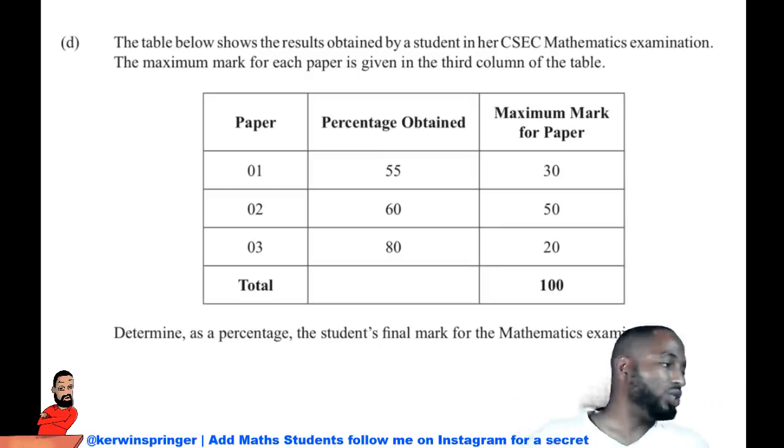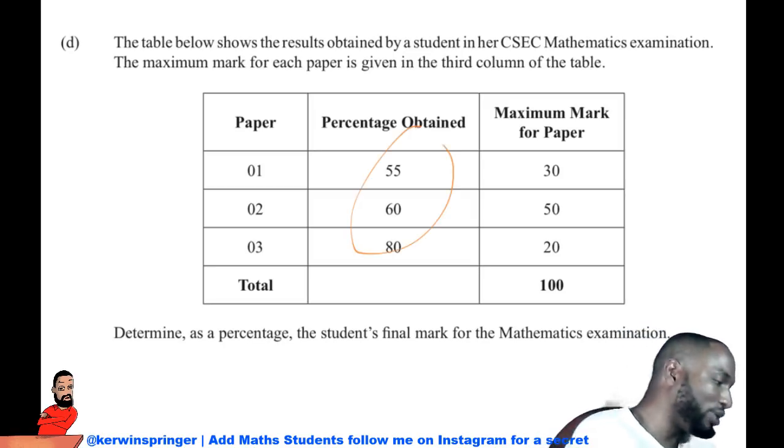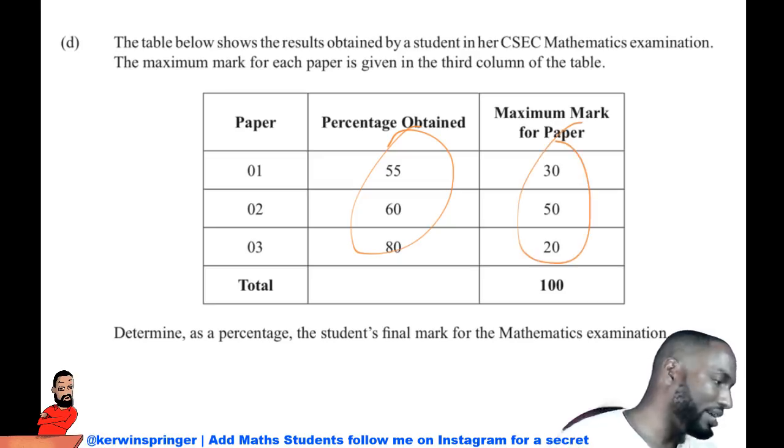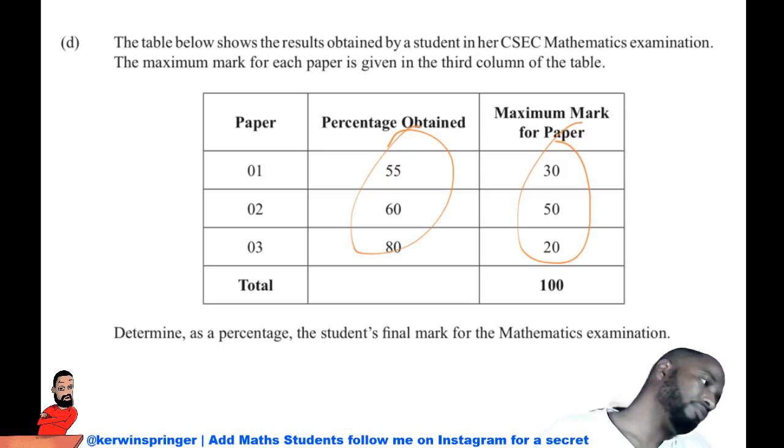The table below shows the results obtained by a student in a CSEC mathematics examination. The maximum mark for each paper is given in the third column of the table. Determine as a percentage the student's final mark for the exam. I think this is too easy, you know. So I'll leave this one up to you. This is the percentage obtained, this is the mark here. So it's like a weighting system.